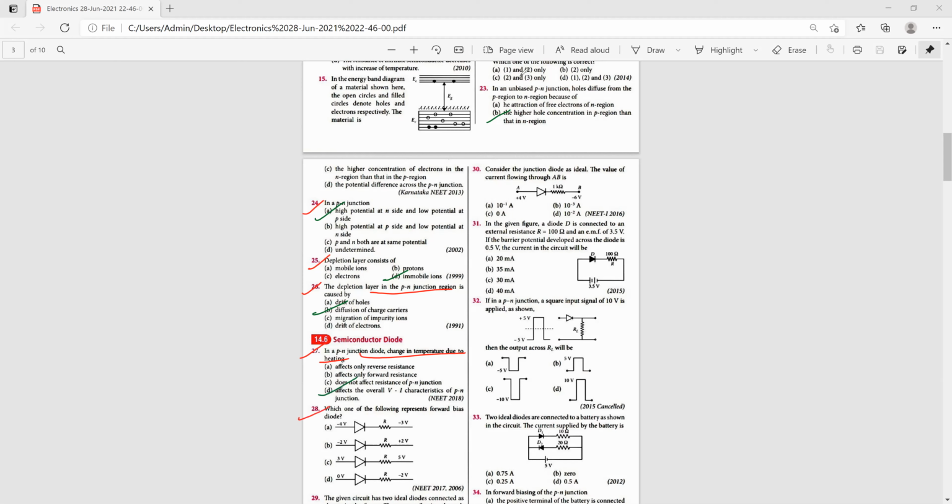28th, which of the following represents a forward biased diode? They have given four symbols. Among them, a diode is said to be forward biased if the P side is at higher potential than the N side of the PN junction. Therefore, this one is the right answer.